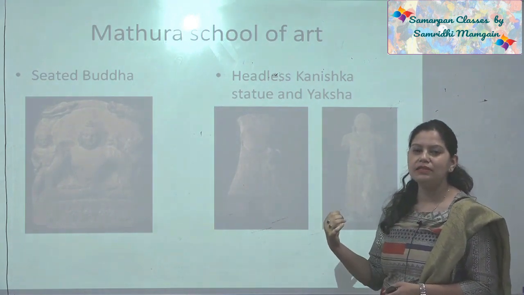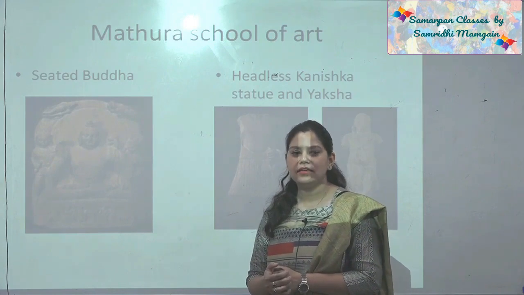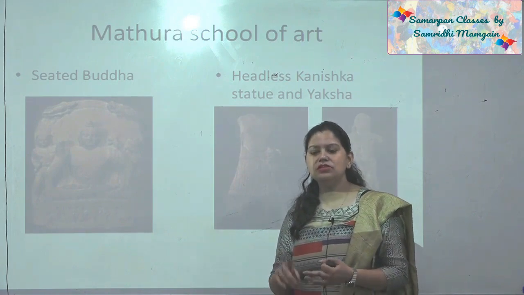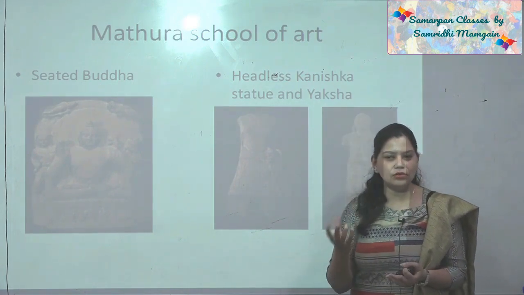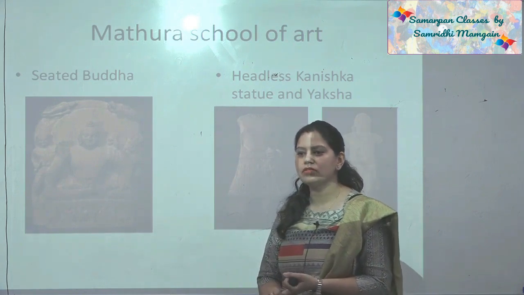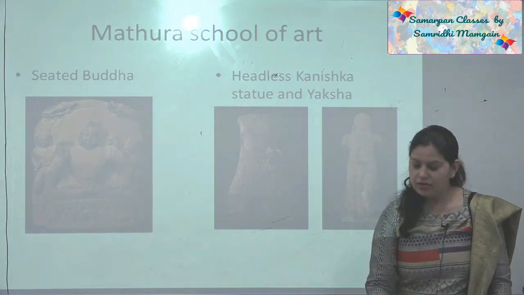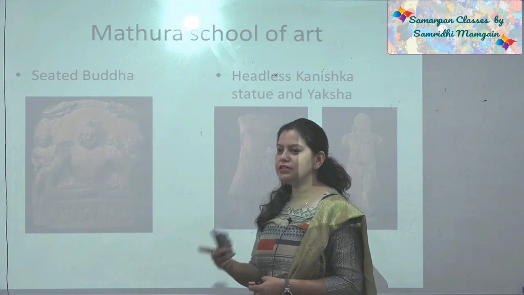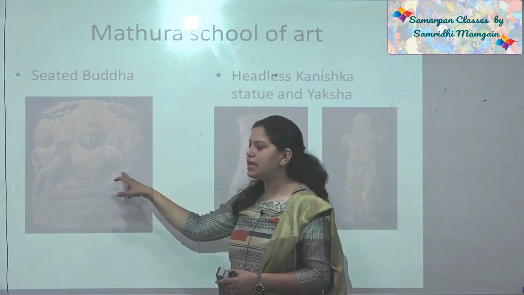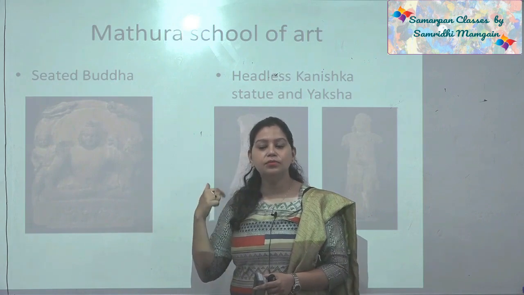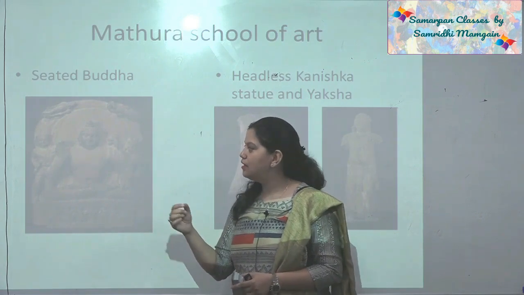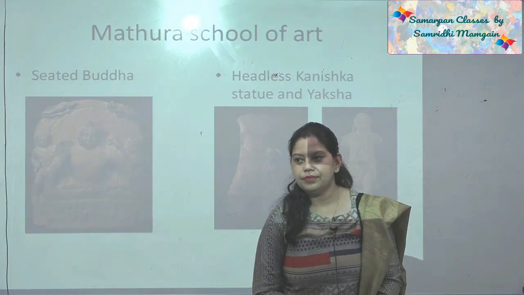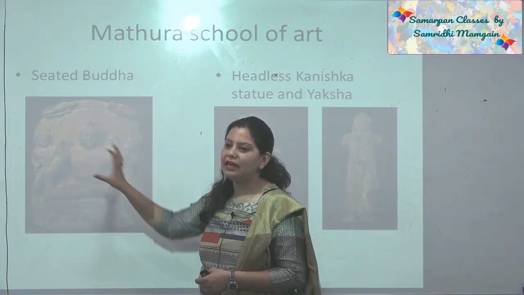Now this school was secular in nature. That means statues of all three religions were built in this school. That means Jaina statues, then Hindu gods and goddesses, and then the Buddha images were also built. So what was the difference between the Gandhara school and this school? First difference is the material used. Red sandstone was used. Second, there Buddha was shown in the spiritual state. Here for the first time a smile is depicted on the face of Buddha. So there in the spiritual state, here in a delighted mood.